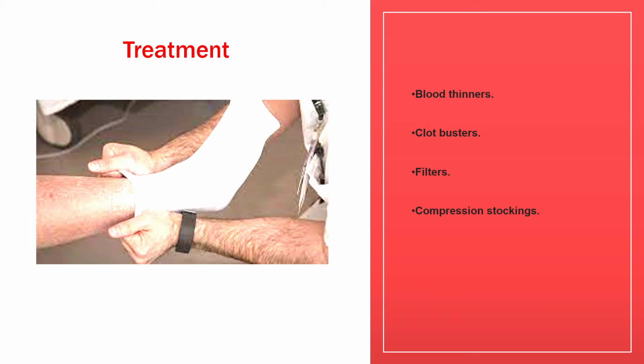Filters are the other ones. If medications cannot be taken to thin the blood, a filter might be placed in a large vein. And basically, it kind of explains itself, but it helps filter the blood or catch any potential clots that are floating in the blood, and keeps them from landing in the lungs.